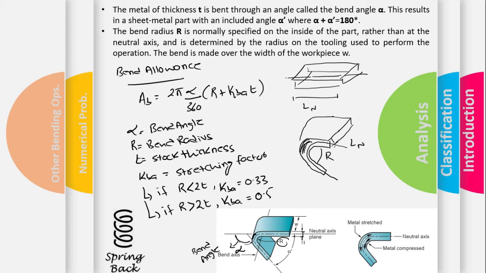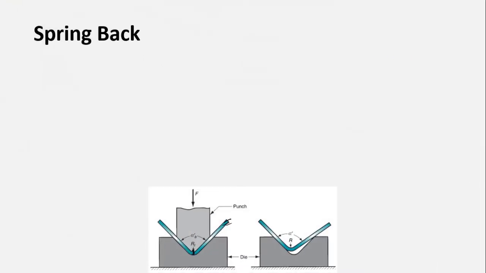Then there's another phenomenon that takes place in the case of the bending operation, known as spring back. In this phenomenon, when the bending operation is performed on the sheet metal and the punch is removed at the end of the deformation, because of the elastic energy within the material, it tries to regain its original shape.